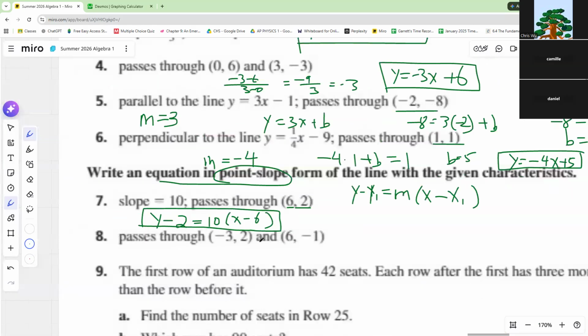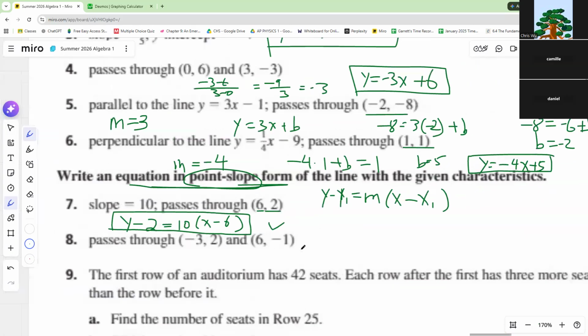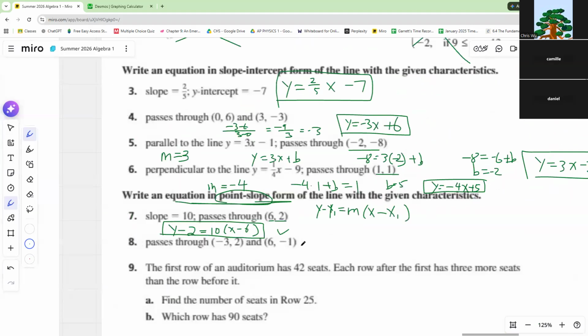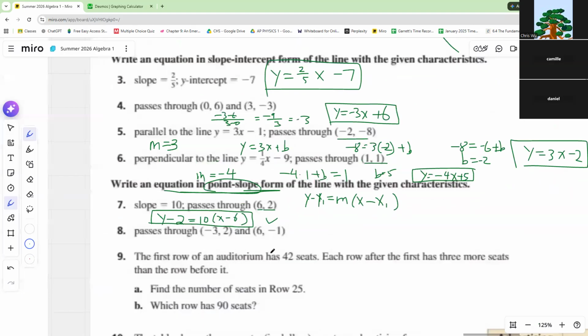I know, Camille, you transformed it into the standard slope intercept form, but since they literally say write it in point slope form, we're just going to do it in this form. So just keep it this way. Okay, cool. And then the next one.